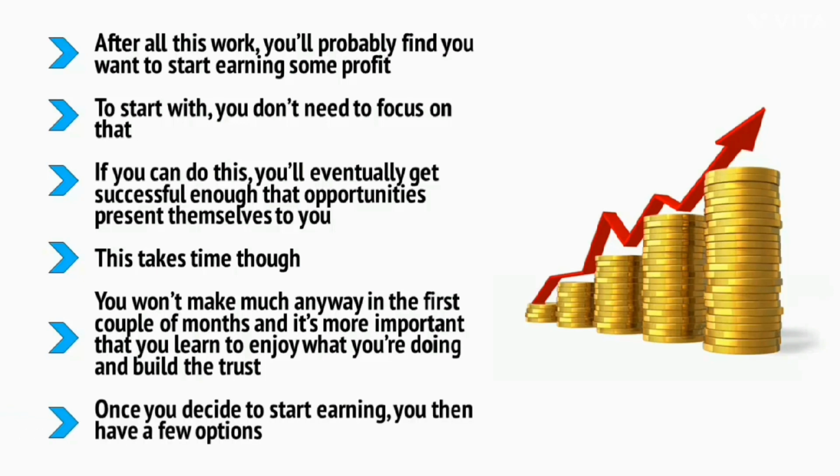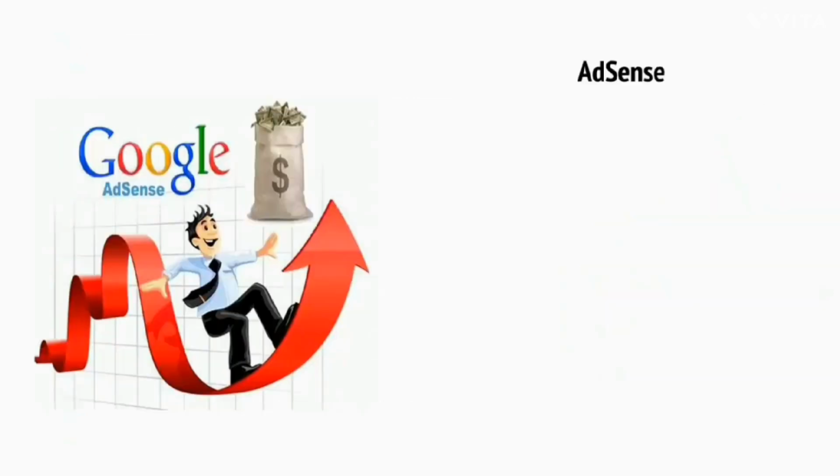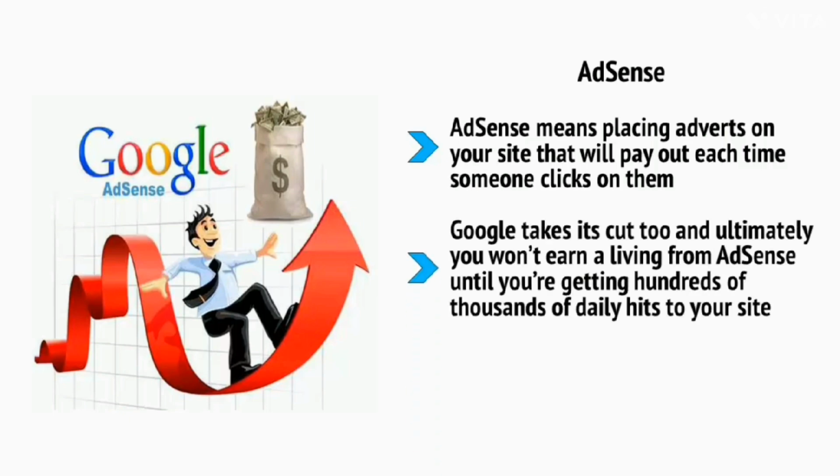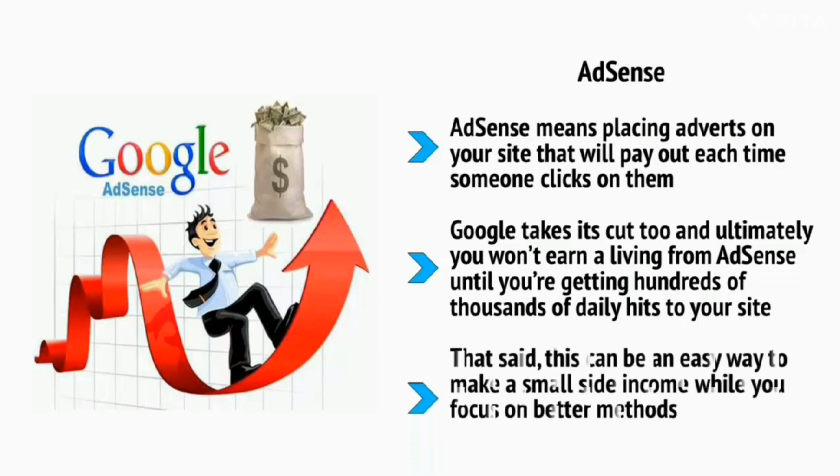Once you decide to start earning, you then have a few options. AdSense. AdSense means placing adverts on your site that will pay out each time someone clicks on them. This is the easiest and fastest way to monetize a site, but as a result, it's also the least profitable. You're right at the bottom of the ladder here, because someone is obviously able to earn much more money from those visitors or they wouldn't be willing to pay you for them. Google takes its cut too, and ultimately you won't earn a living from AdSense until you're getting hundreds of thousands of daily hits to your site. That said, this can be an easy way to make a small side income while you focus on better methods.